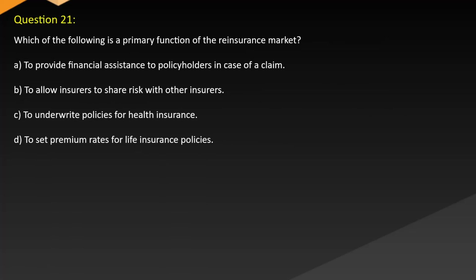Question 21. Which of the following is a primary function of the reinsurance market? A. To provide financial assistance to policyholders in case of a claim. B. To allow insurers to share risk with other insurers. C. To underwrite policies for health insurance. D. To set premium rates for life insurance policies.